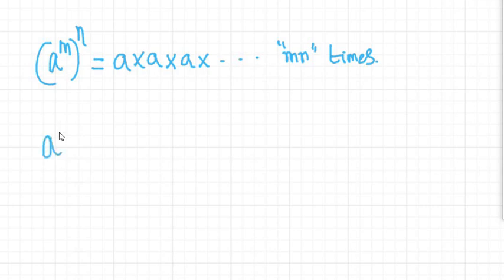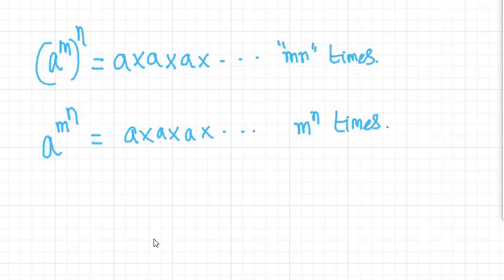But A power m power n means A into... how many times? M power n times. So that's the difference between these two. First find the m power n, then this one. So note down everything.